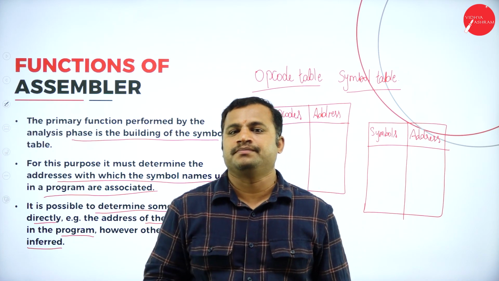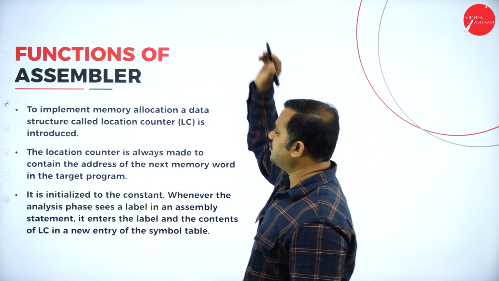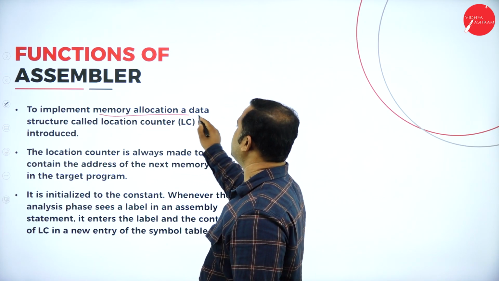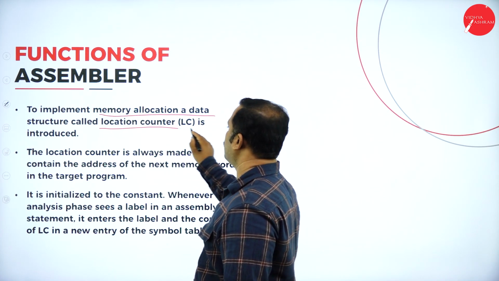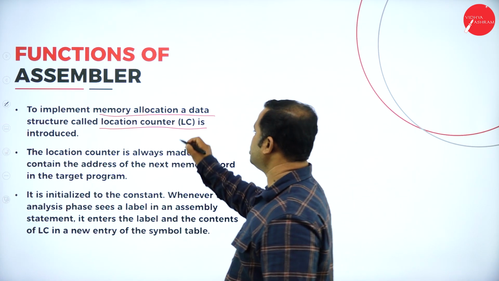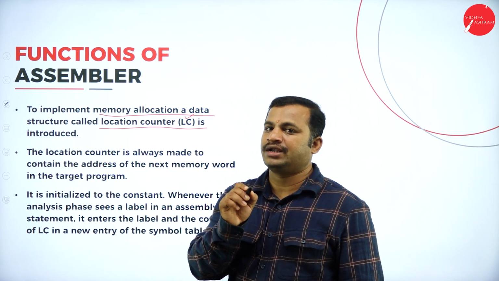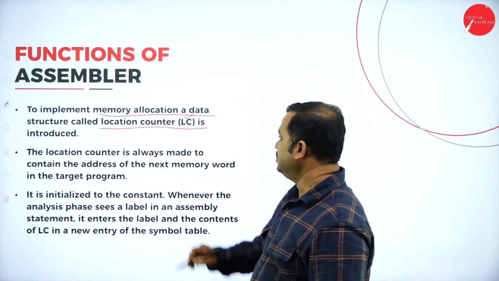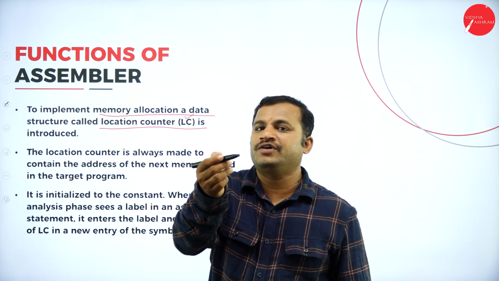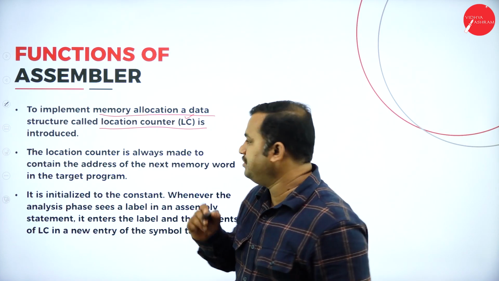Now, if that is the case, functions of assembler also include the implementation of memory allocation in a data structure called location counter. Here I am using one more word called location counter. This is very, very important. In short, I will call it LC. This location counter enables you to determine the address of the next instruction to be executed. What is the meaning of that? Let me see that.